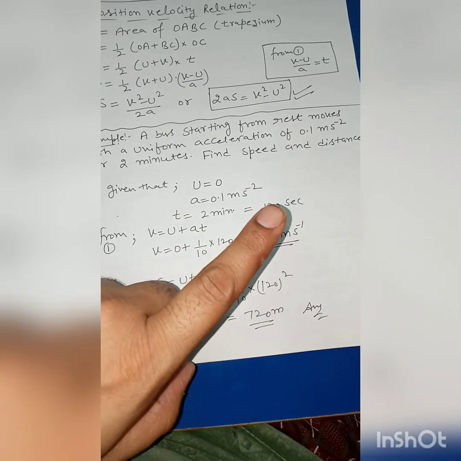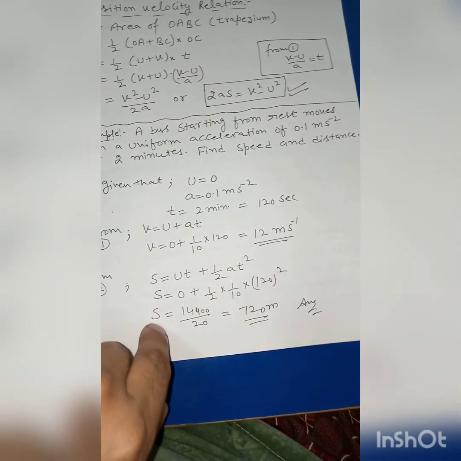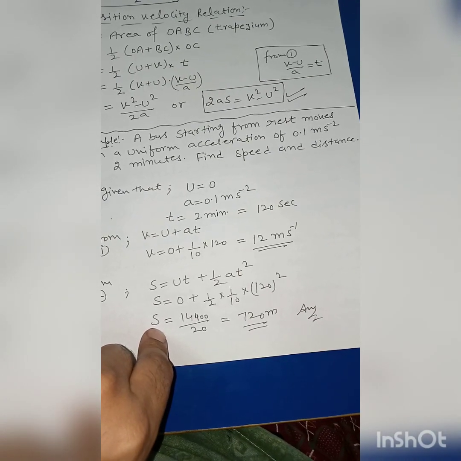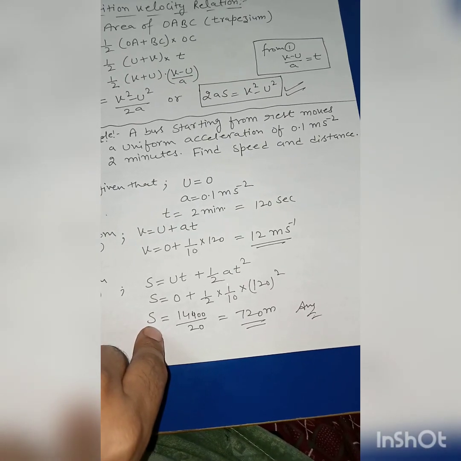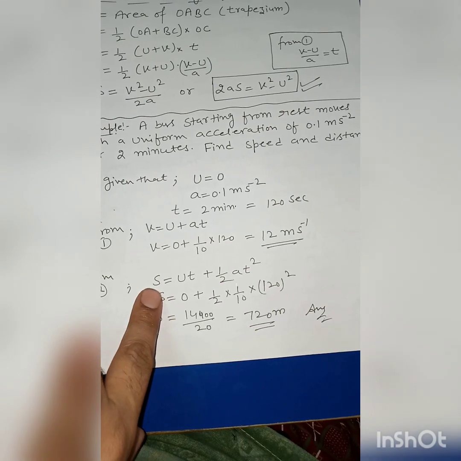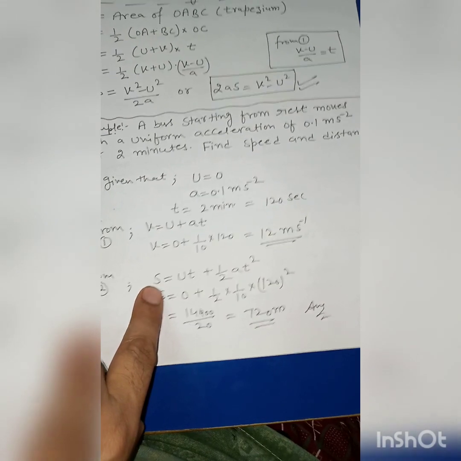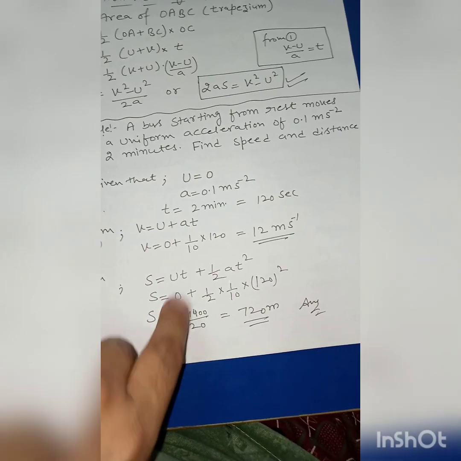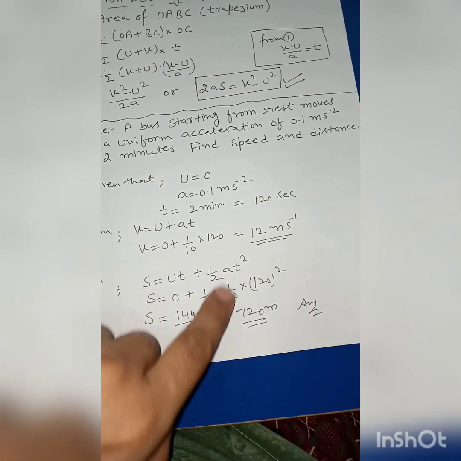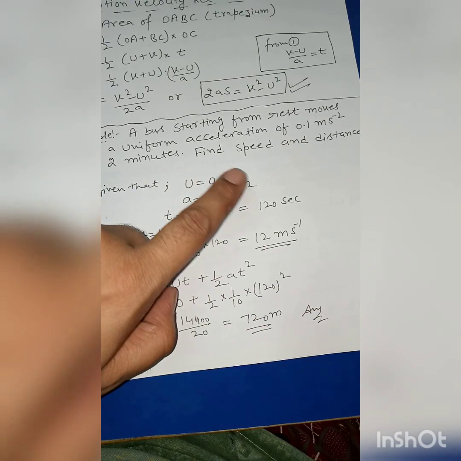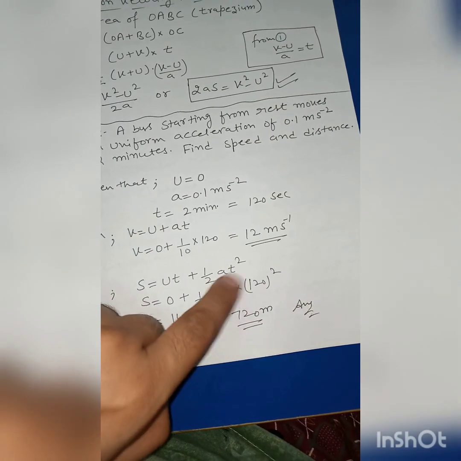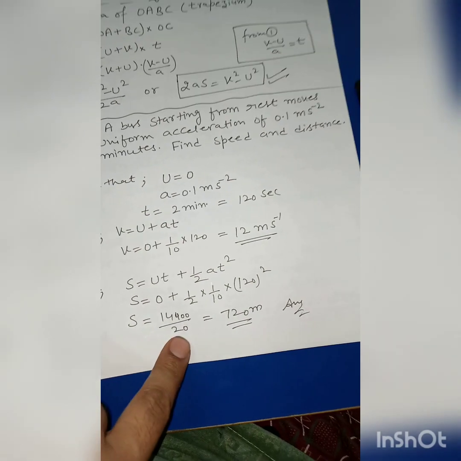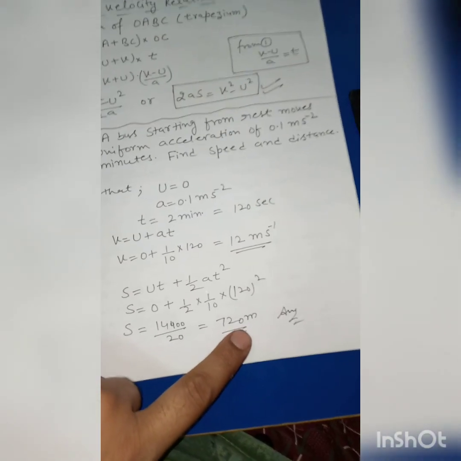Similarly, we can find the distance. We have two formulas of distance, second and third relation, but time is given, so we will use this formula. S equal to ut plus half at square. Use u as 0, then it will become 0. Half a, 0.1 meter per second square, that is 1 by 10, time 120 second, t square, then s equal to this, s is 720 meter.